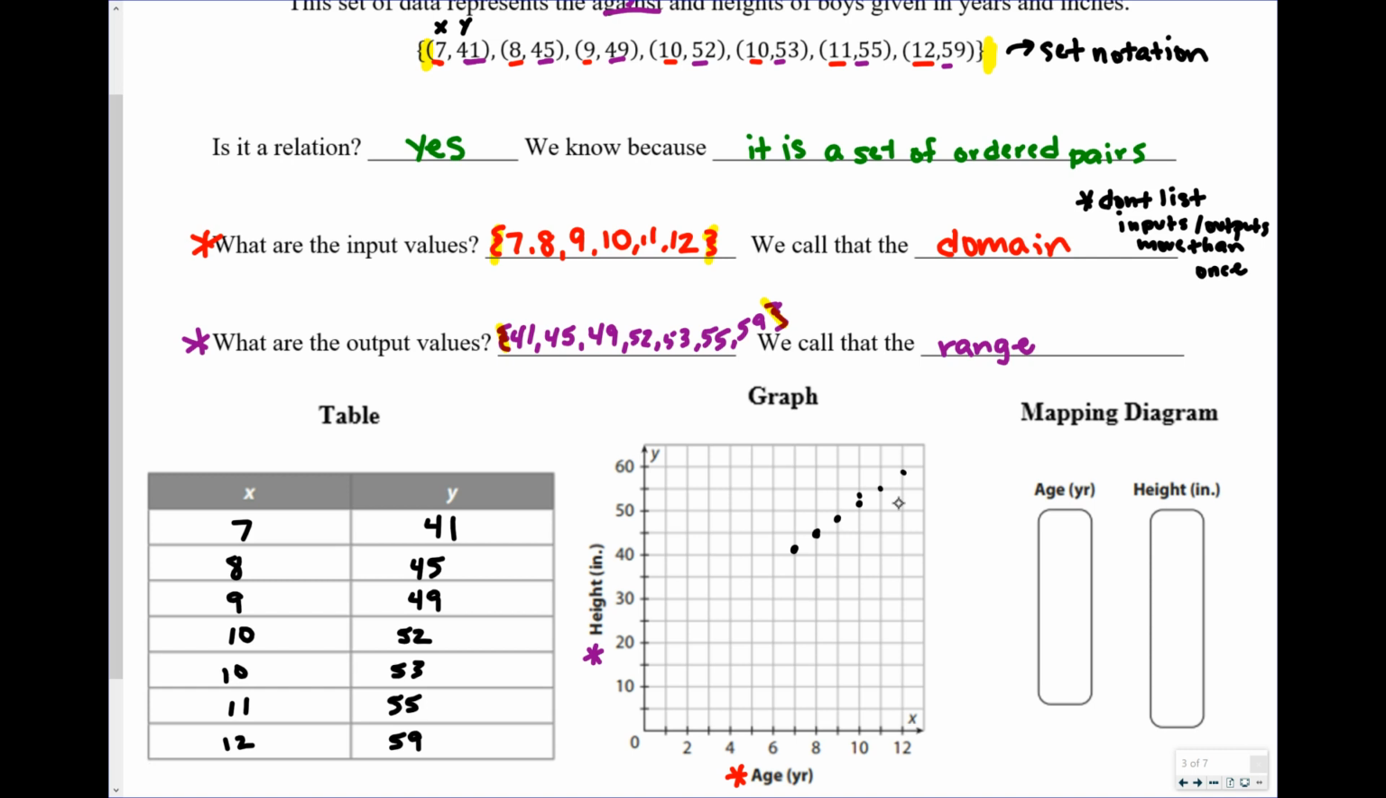We're not going to use this yet. I just want you to be able to graph it. We're going to use it later. So just being able to plot these points correctly and understanding what your inputs and outputs are is what I'm aiming for with this learning target.